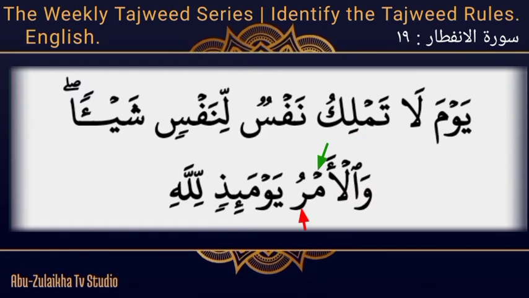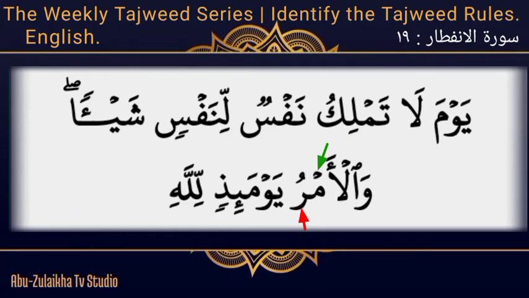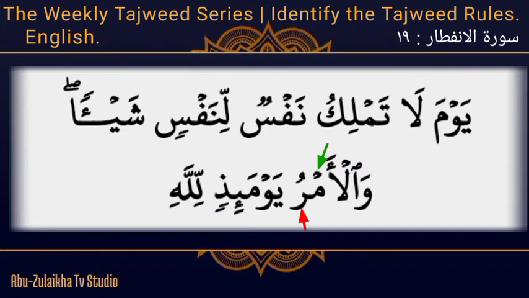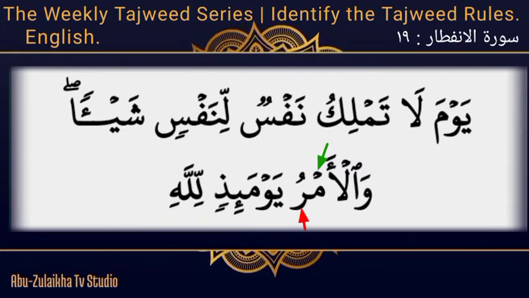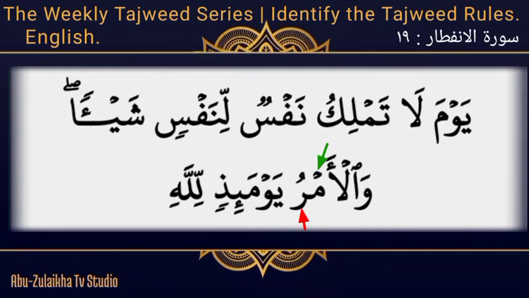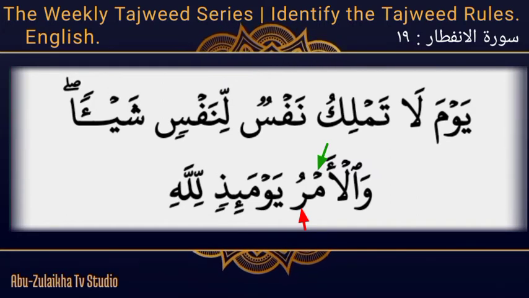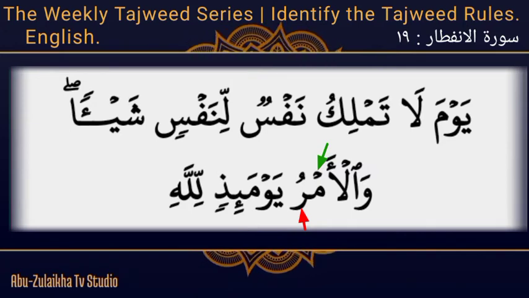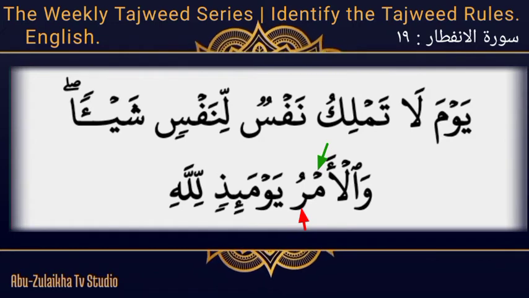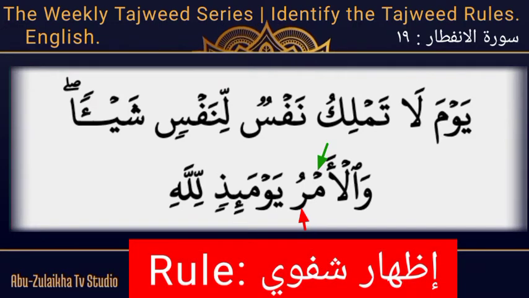Wal amru, right? The sound of the meem. Wal amru yawma idhil lillah. The sound of this second meem has been clearly heard. And what type of rule is this? We saw it in the initial stage of the class, which is known as izharun shafawi, right? This is another izharun shafawi. As you know, ra'un is among the letters of izharun shafawi. So let's go further.